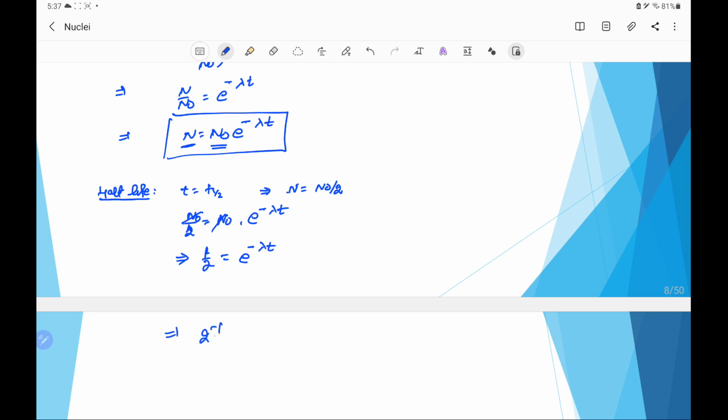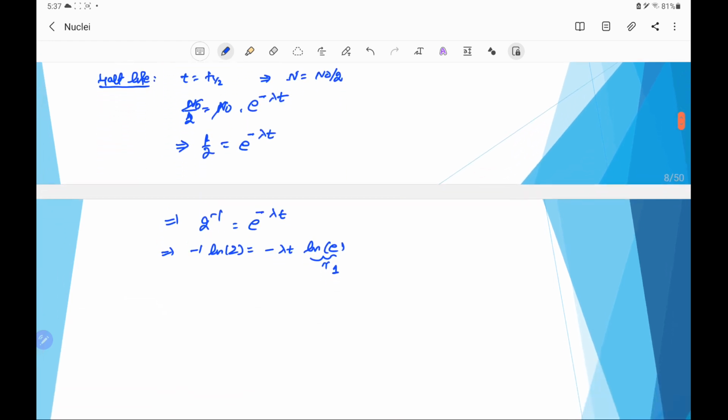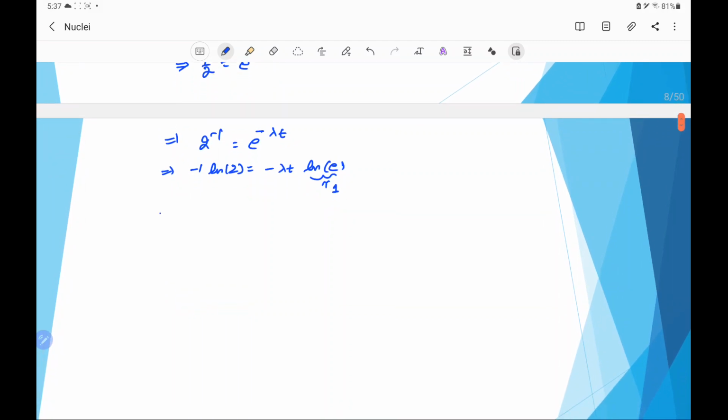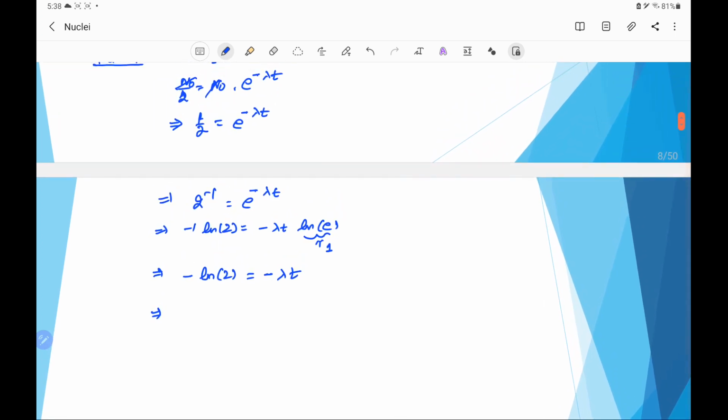Or we can write 2 raised to the power minus 1 equal to e raised to the power minus lambda t. Taking the log on both sides with base e, we have minus 1 log of 2 equal to minus lambda t log of e. This will be 1 because the base and the argument are the same. Therefore, we have minus log 2 equal to minus lambda t, and the minus cancels. This T is the half-life, since we are considering when the sample remains N0 by 2, so it is represented by T1 by 2. This is the half-life.